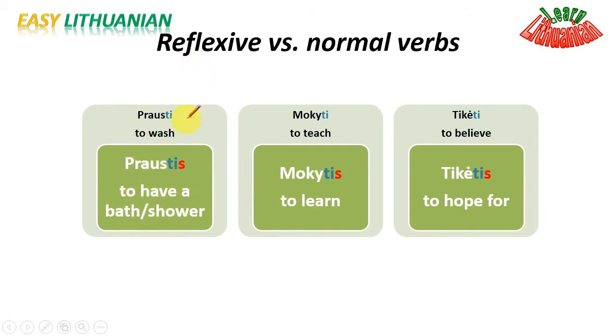And you see, the normal verb has an object. For example, I'm washing a dog. And praustis means there's no object for this verb. You're only washing yourself. So this is a reflexive verb, and it has a little bit different meaning. The verb is used differently.